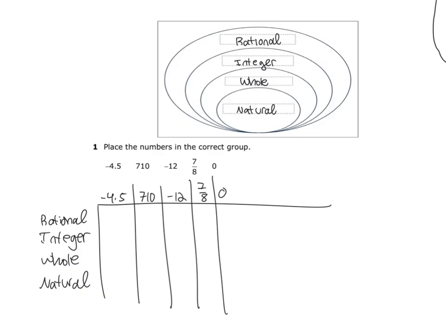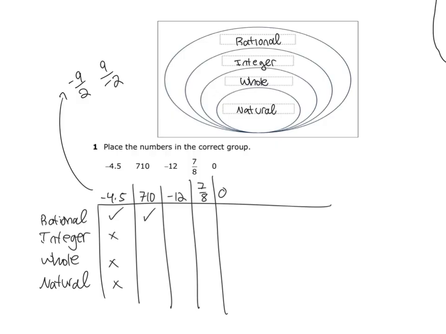All right, so negative 4.5. Let's think about this. Is this a rational number? Could I write it as a ratio of two integers? Well, I could, right? Because negative 4.5 could be negative 9/2. It could be 9/negative 2. Negative 9 and 2 are both integers, so this is rational. It is not an integer. Remember, our integers are our natural numbers, their opposites, and 0. So it's not an integer. It is not a whole number, and it is not a natural number.